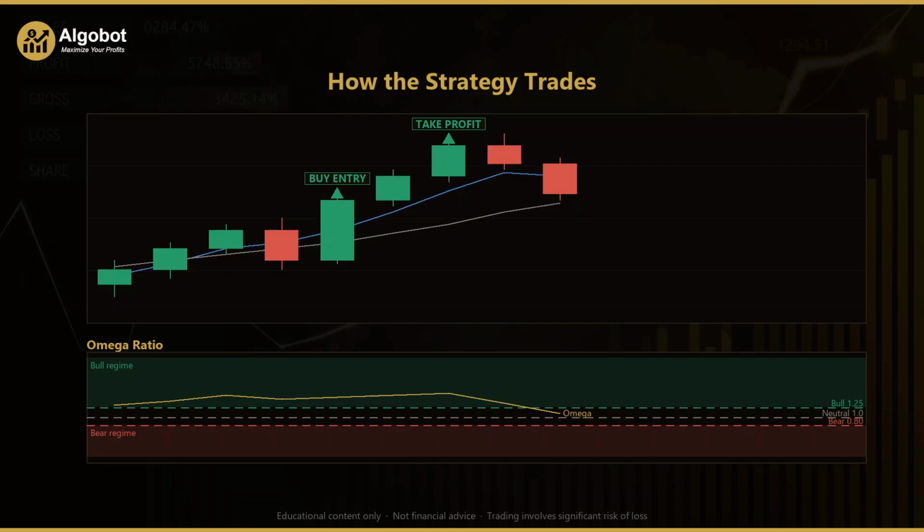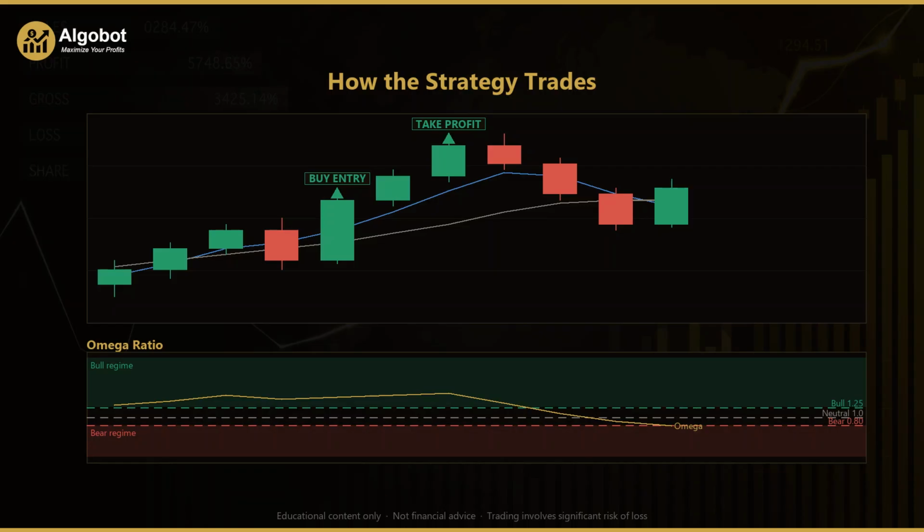Now watch the character of the market change. After that push, the candles begin to roll over. The fast baseline turns down and crosses below the slow baseline, flipping our trend condition to the downside. Down in the subpanel, the Omega ratio is falling too, sliding through the neutral line and pressing down toward the red bear threshold at 0.8. Losses are now dominating the recent tape in aggregate, and a bearish regime is forming.